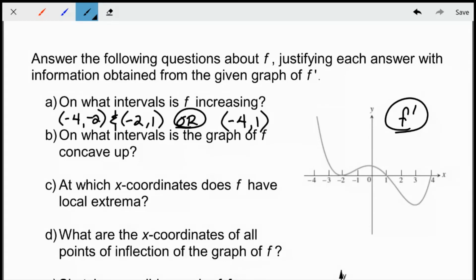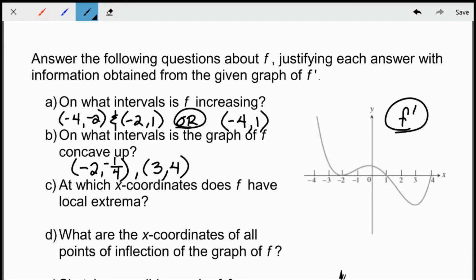Okay, B, it says, on what intervals is this graph of the function concave up? If we're looking at the original function and we're looking for concavity, remember that means the derivative is increasing in value. You can see that our derivative is increasing in value from -2 and then maybe a little to the left of 0, and it's also increasing in value maybe from 3 to 4. So I'm going to call these intervals -2 to about -1/4. Looking at my derivative graph, it's increasing from left to right on that interval. And then I also have another interval that looks like 3 to 4.